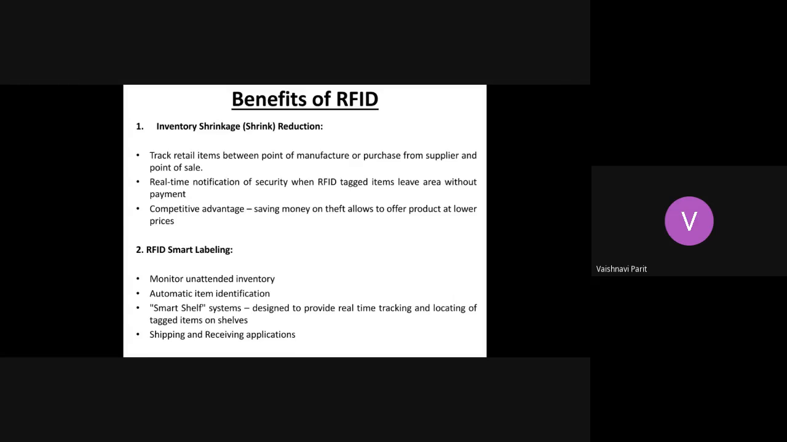Next, RFID smart labeling can help you understand or monitor unattended inventory, where boxes have fallen somewhere in the inventory and have not been scanned properly. This can also help you see where it can be shifted, which section from A to Z. Then there is automatic item identification: no need to read, just scan the bar or that tag. Ultimately, complete information about the product can be furnished by the device.